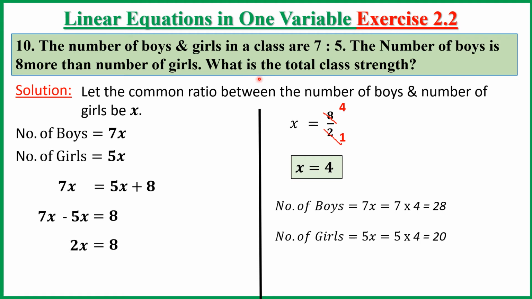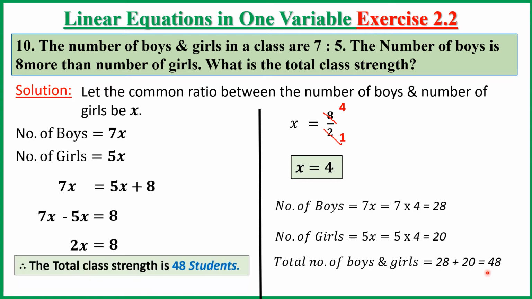So what is the total class strength? You have to add the number of boys and the number of girls. That is 28 plus 20. The total number of boys and girls equals 28 plus 20, which equals 48. Therefore, the total class strength is 48 students.